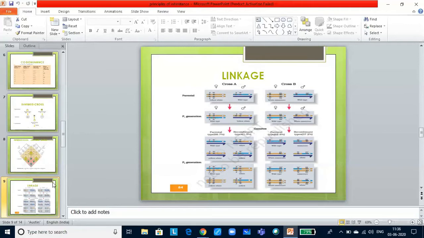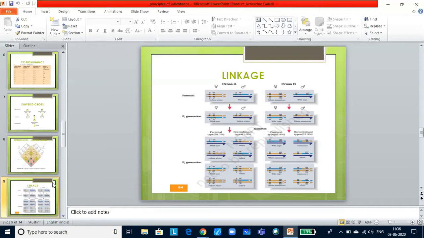Actually, linkage was first discovered by Bateson, Saunders, and Punnett when they were working with sweet pea. They found the test cross ratio to be 7:1:1:7 instead of 1:1:1:1 and described it as coupling and repulsion. Linkage is an exception to the law of independent assortment. T.H. Morgan reported linkage in Drosophila, and he gave the term linkage to this phenomenon. He also reported that coupling and repulsion are two aspects of linkage.